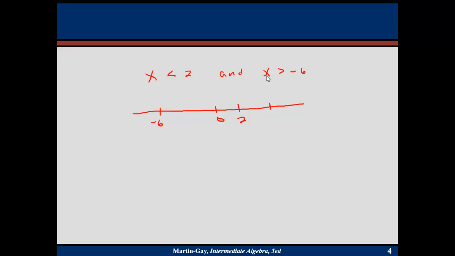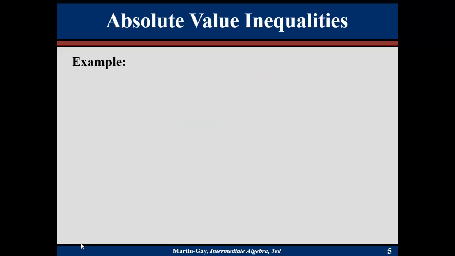Now we don't have the equal to bars, so we would use parentheses on each one of those. And we would shade in between negative 6 and 2. That's where our solution would be. So the interval notation is parentheses, negative 6, comma, 2, parentheses. Okay? So again, if it starts off with the absolute value of X is less than a number, then you treat it as the AND inequality.